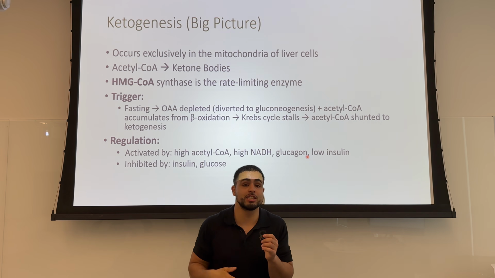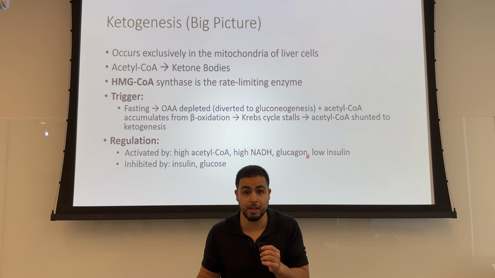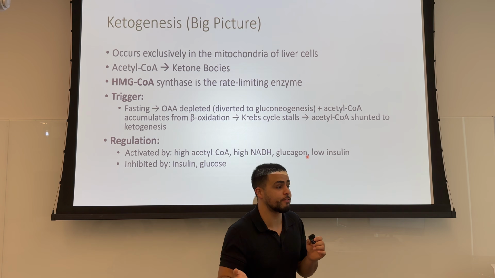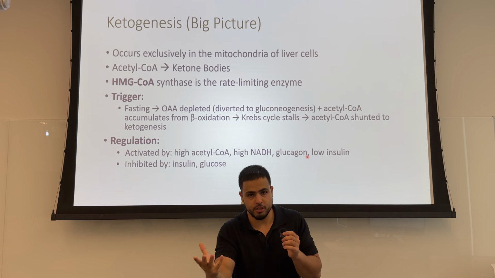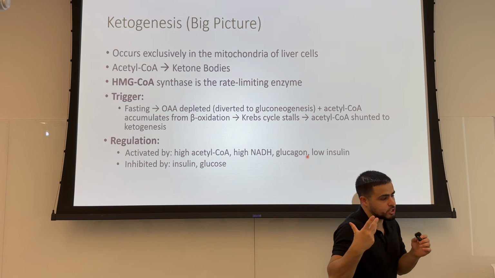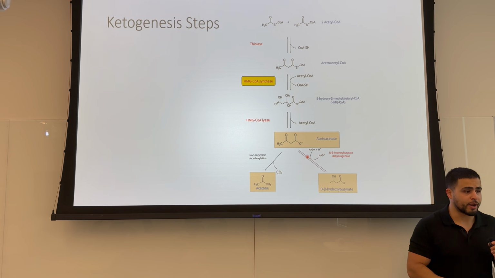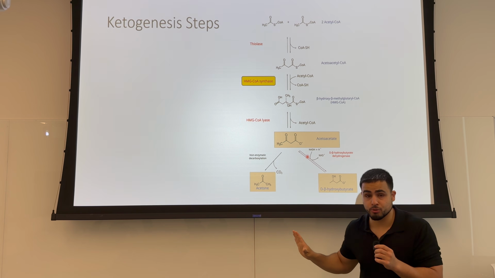It also makes sense. If I just ate a meal and I have a lot of glucose in my blood, I don't need ketone bodies for my energy because I have glucose available, right? And then the reverse of insulin, if you have glucagon, then it's just going to activate the process of ketogenesis. All right, so now these are the individual steps of ketogenesis.